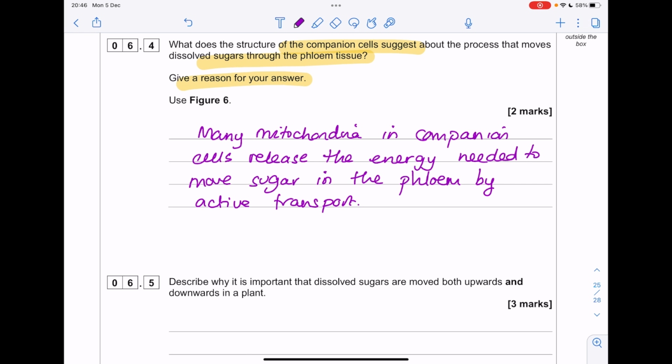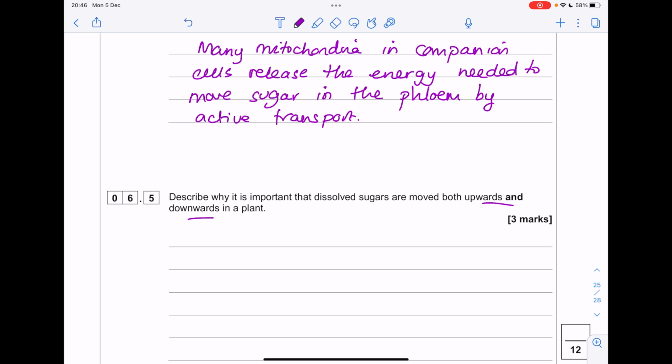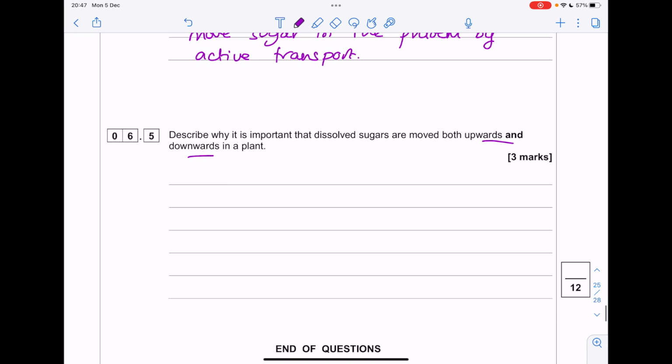Describe why it is important that dissolved sugars are moved both upwards and downwards in a plant. So we know that the sugars are made in the process of photosynthesis in the leaf, but where do those sugars need to be used? They need to be transported for storage, such as when they're converted to starch, and the sugars actually need to be used themselves in the process of aerobic respiration. So that's why it's important that they can move to where they're needed.